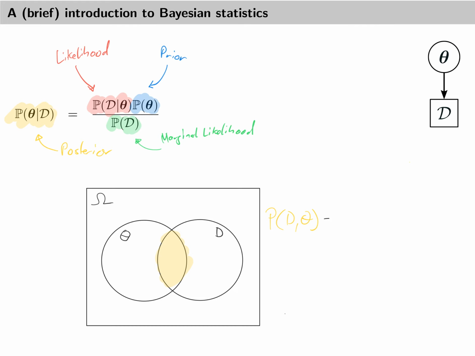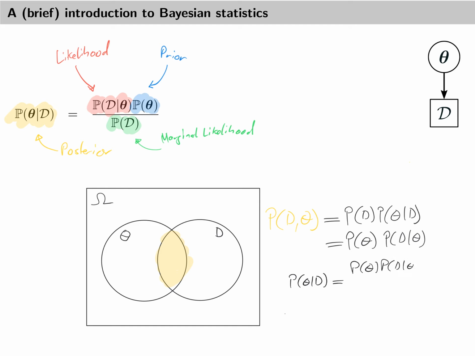This joint probability can obviously be calculated in two different ways. It is either the probability of the data times the probability of theta given the data, or it is the probability of theta times the probability of the data given theta. Rearranging this equation immediately yields Bayes' theorem. So you have the probability of theta given the data, and on the other side we have the lower equation from above divided by the probability of the data.